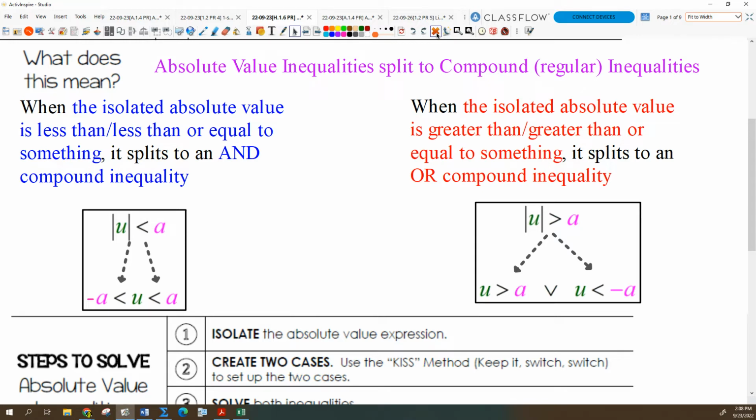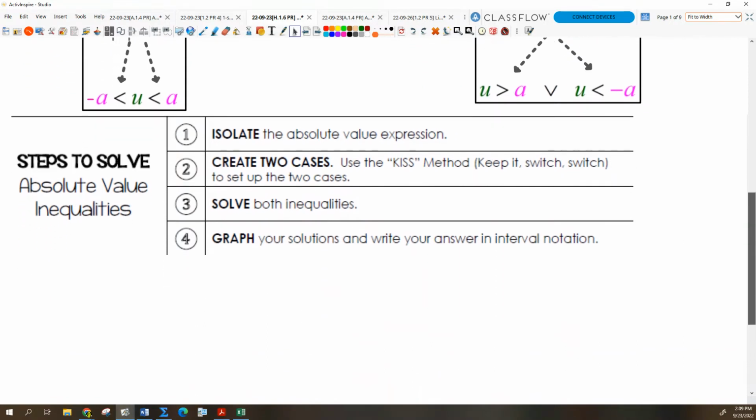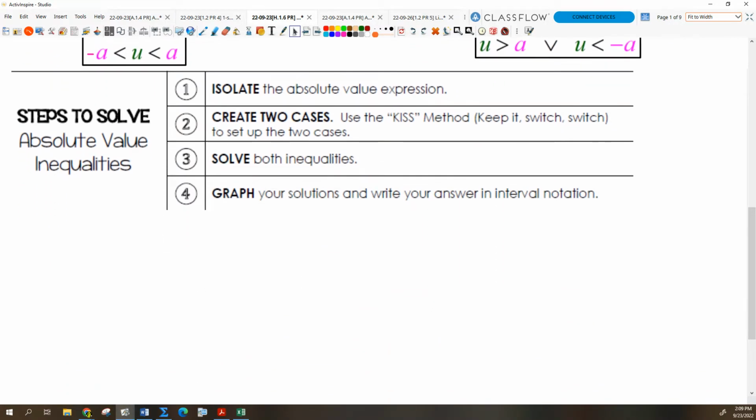So what is our strategy then? Steps to solve absolute value inequalities. It's going to mirror what we did with equations. We isolate the absolute value expression just like we did with absolute value equations. Then we create our two cases.